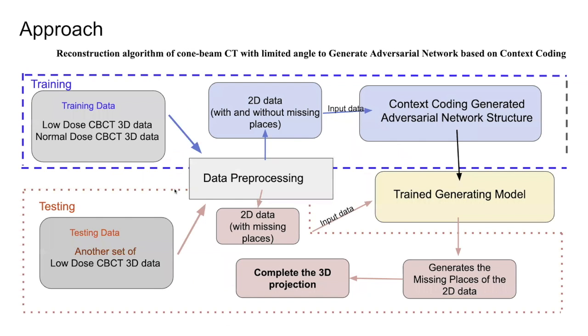Let's come back to the big picture. After the data is prepared, the generator will be trained using the generative adversarial network. After the discriminator can no longer tell whether the input is real or fake, we can then test the system with another set of incomplete data scanned with limited angle cone-beam CT.